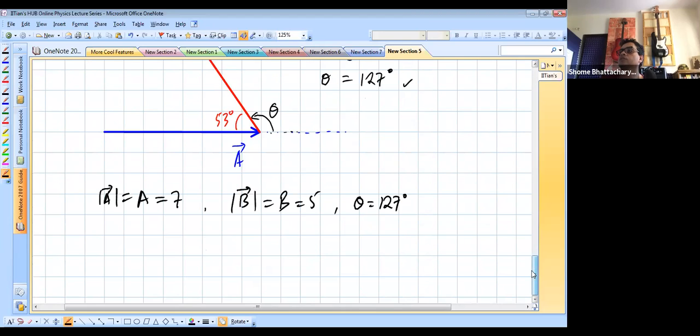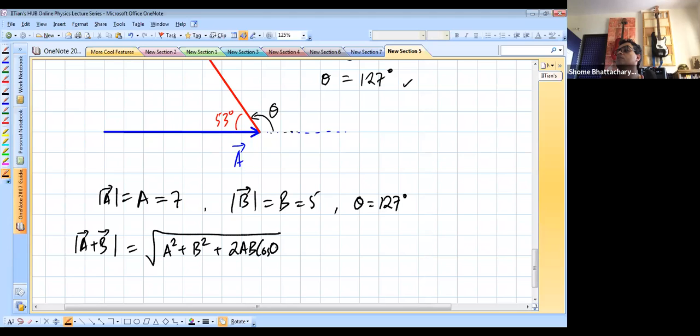Okay. So the magnitude of the resultant of A and B will just become root of A square plus B square plus 2AB cos theta. Now in this, when I am substituting cos theta, I have to basically work this out. It is cos of 127 degrees. So I have to apply the second quadrant formula, which we were just discussing about. So that is minus of cos of 180 minus theta.